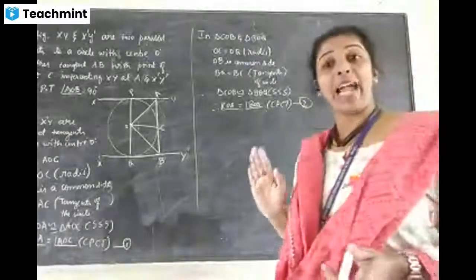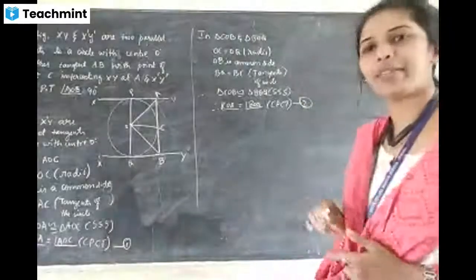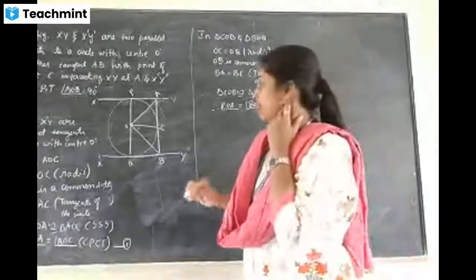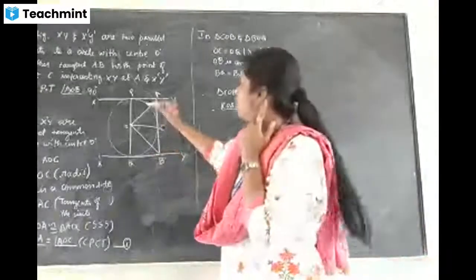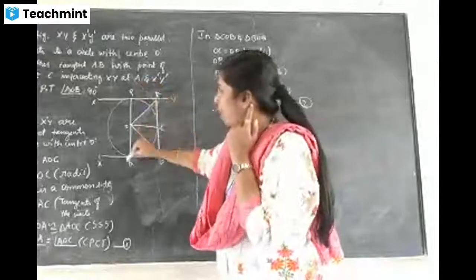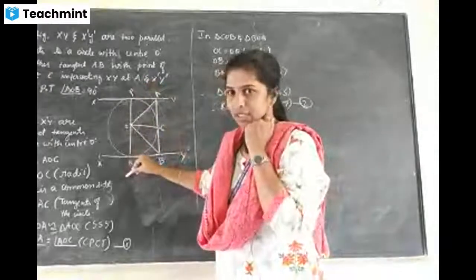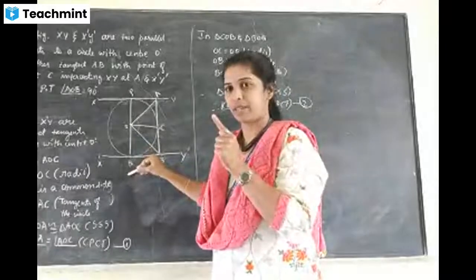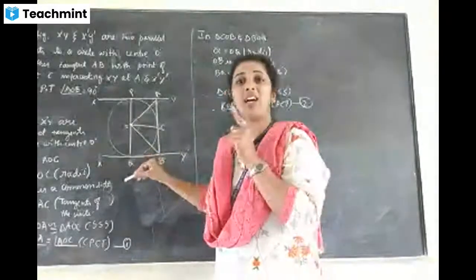Now we must add 1 and 2. But before that, wait. We have to write PQ is the diameter, isn't it? The diameter is a straight line. Correct? What's the angle of a straight line?